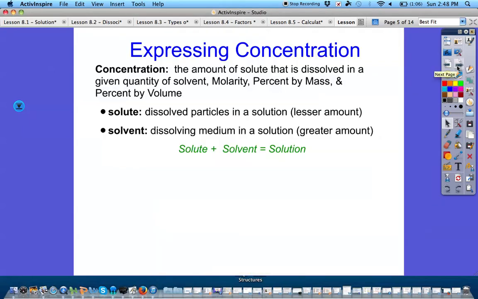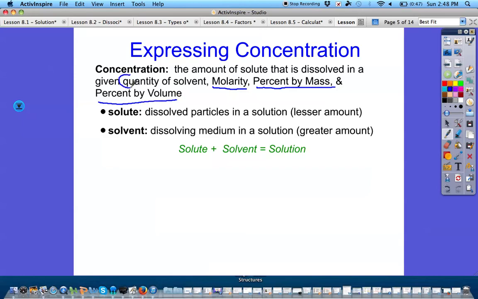So the first thing that we need to talk about is what is concentration. Concentration is the amount of solute that is dissolved in a given quantity of solvent, and this can be expressed in the forms of molarity, percent by mass, and percent by volume. So these are the three types of concentration that we will discuss today.